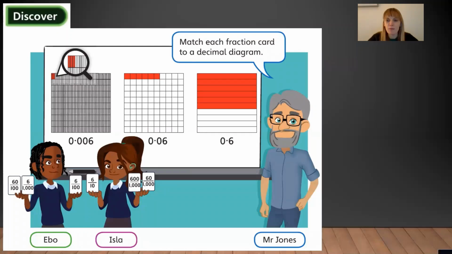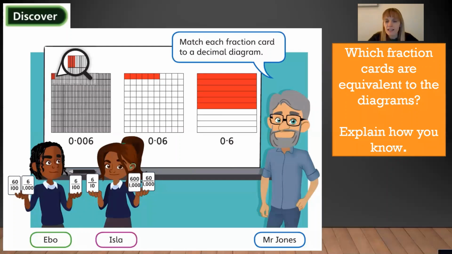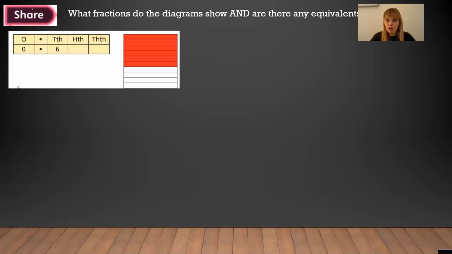So for our discover, we've got Mr. Jones, and he has got 3 diagrams here showing different fractions of the diagrams that have been shaded. He's currently written them as a decimal number, and you can see Ivo and Isla holding the fraction cards underneath, and they're trying to decide which fraction card matches to each diagram. So we're going to have a look how we're going to decide which fraction cards are equivalent to the diagrams. I'm going to look at them one at a time.